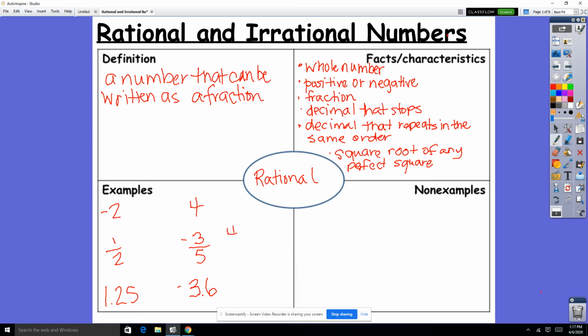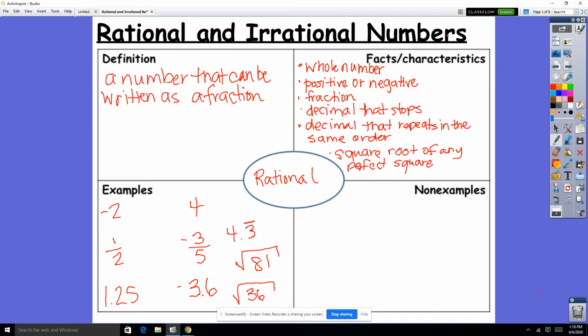To notice that it repeats in the same order, that's when you have the line above it, or it'll just have the same number over and over again. Perfect squares: the square root of 81, because the square root of 81 is 9. The square root of 36 is 6, because 6 times 6 is 36. So all of those are examples of rational numbers.